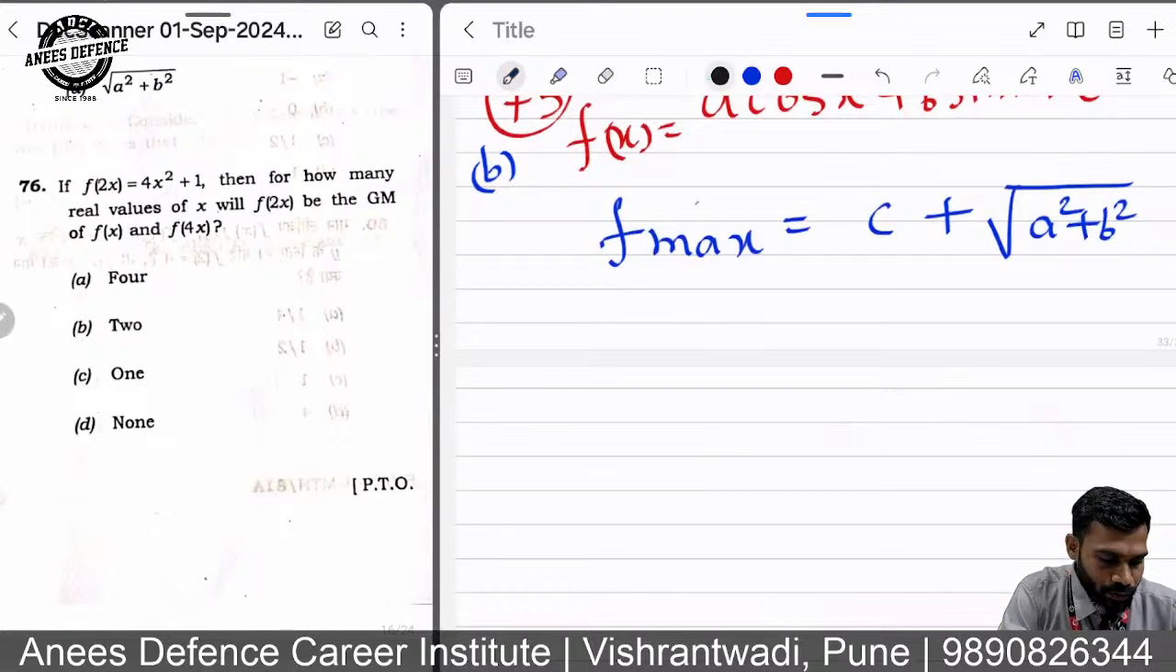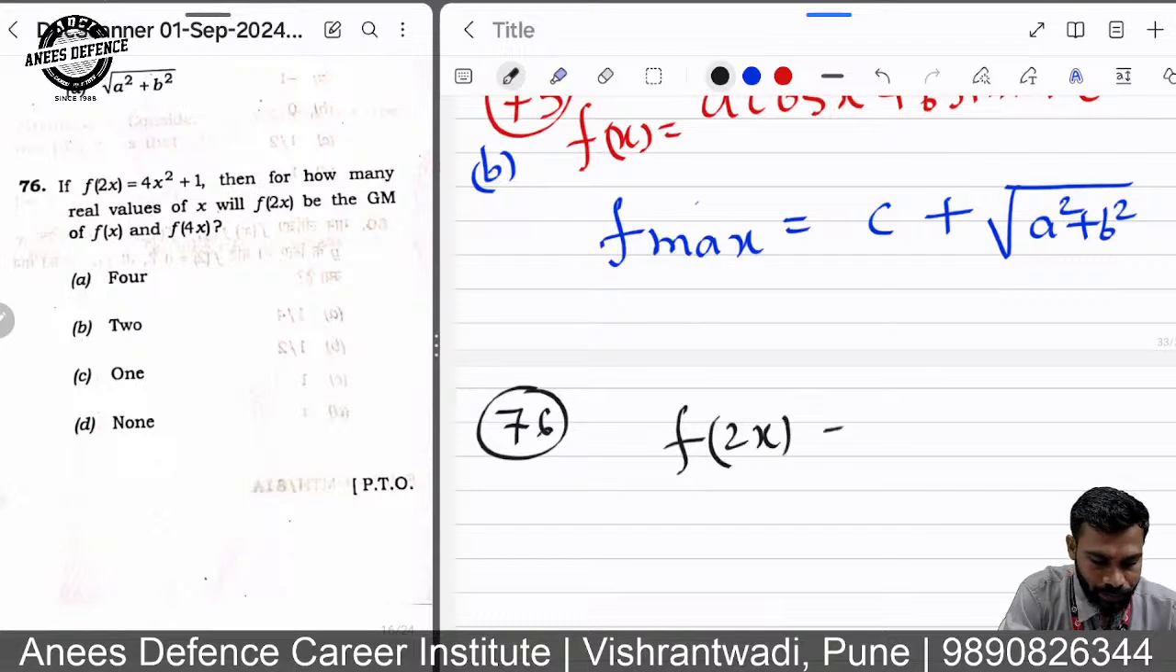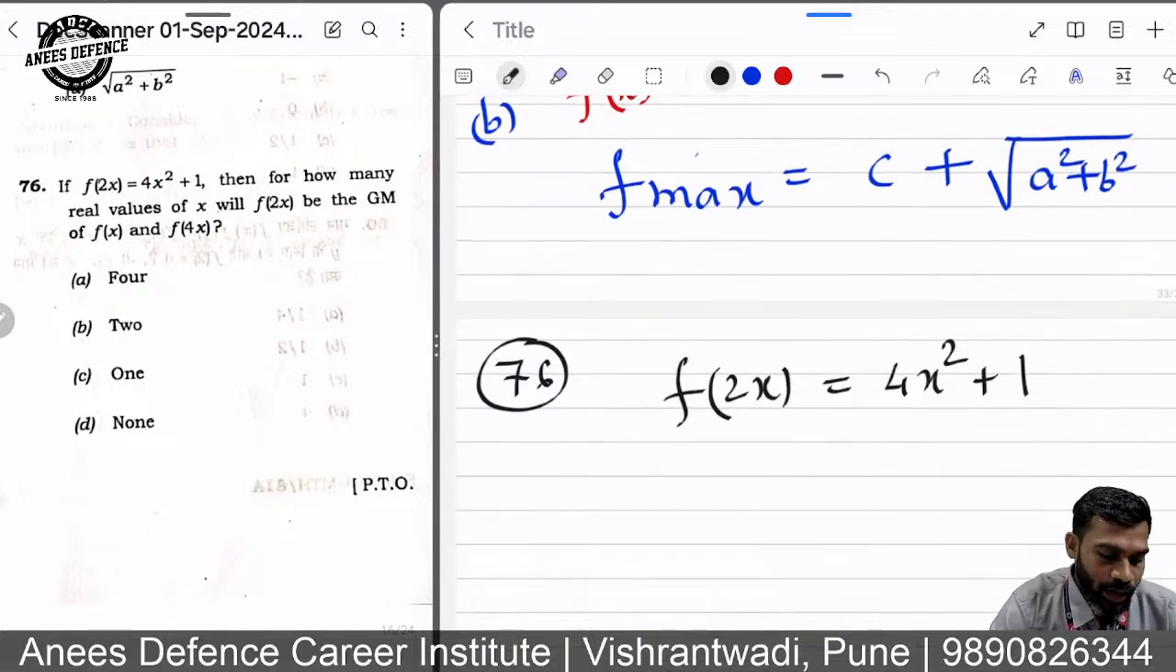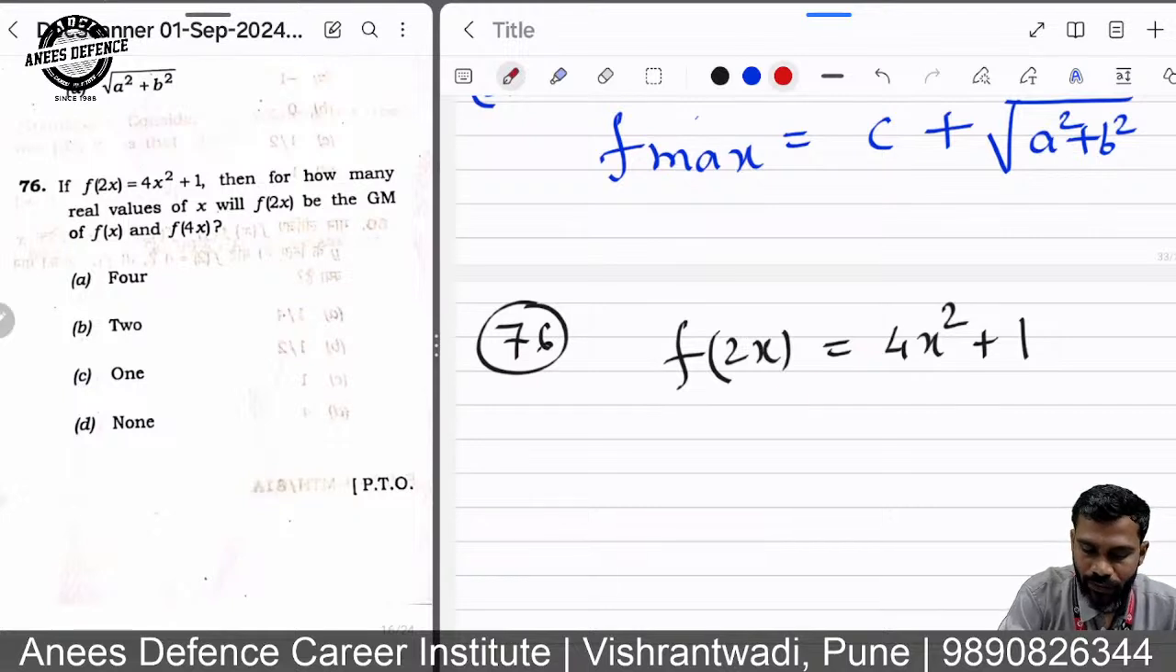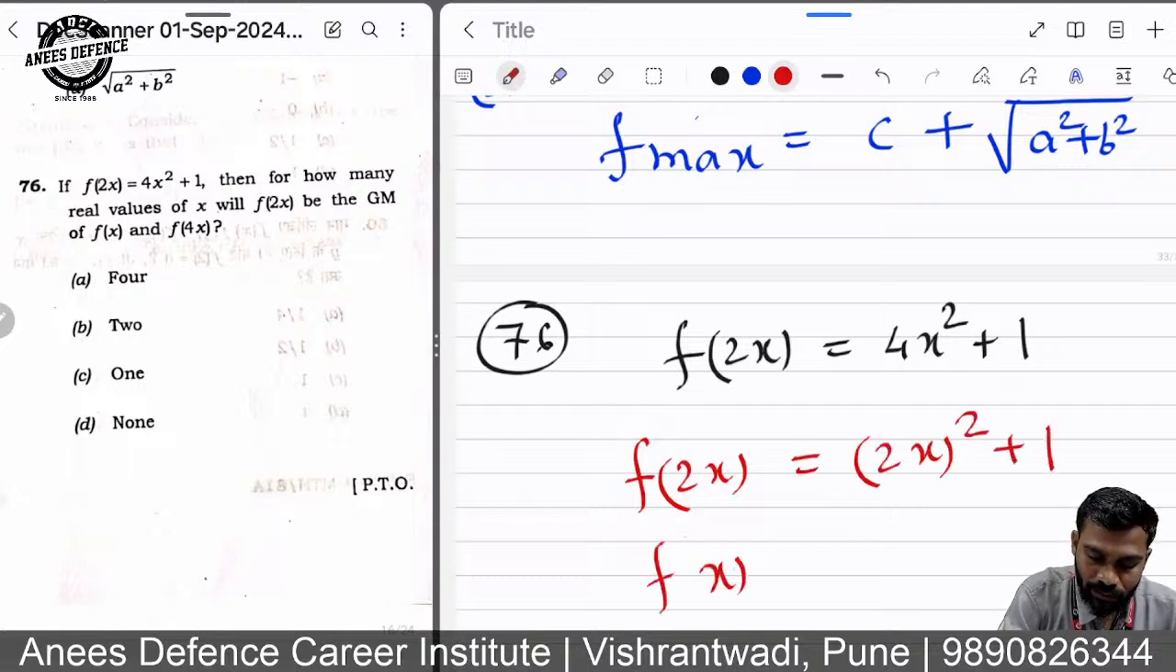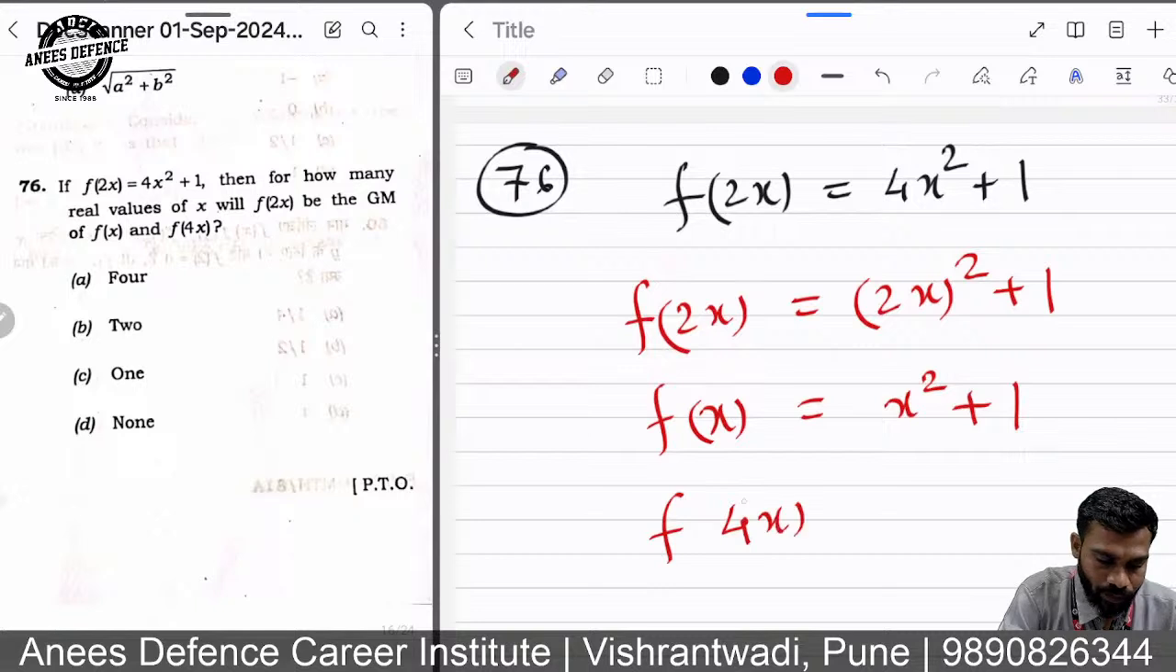What we need to do, we have got question number 76. We have got f of 2x is equal to 4x square plus 1. And for how many real values of x will f of 2x be the GM of f of x and f of 4x? So let us try to find out f of x first. Can I write f of 2x is equal to (2x) whole square plus 1, so of course f of x will be x square plus 1. Similarly, f of 4x, replacing x by 4x, we get 16x square plus 1.